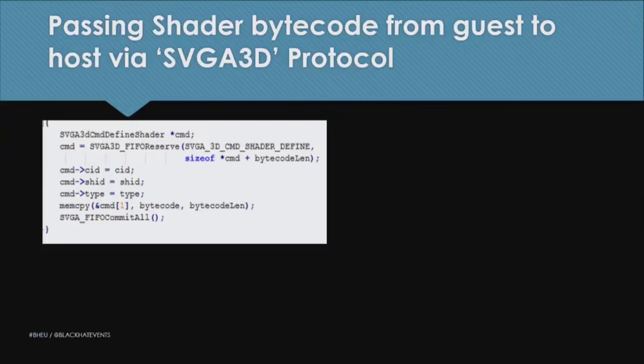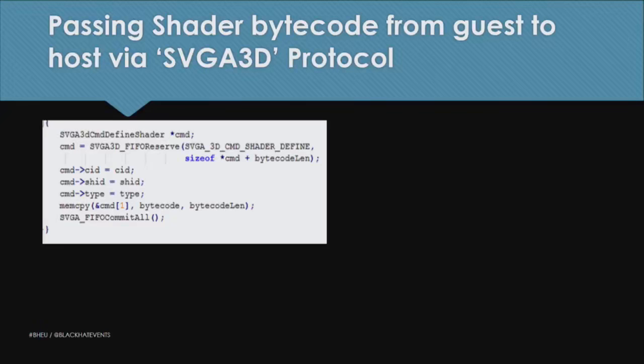So we have talked about passing 3D command buffer along with shader bytecode from guest to host. Now we are going to see how it is usually done in the guest end. It is done using a protocol that is called SVGA 3D protocol. SVGA 3D protocol is designed to be API vendor and API neutral, but for convenience, it has been designed to be compatible with Direct3D most of the places.